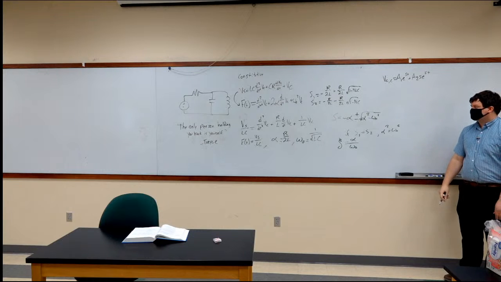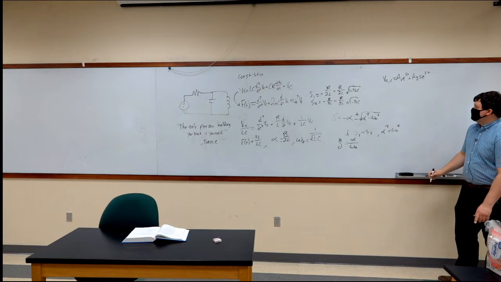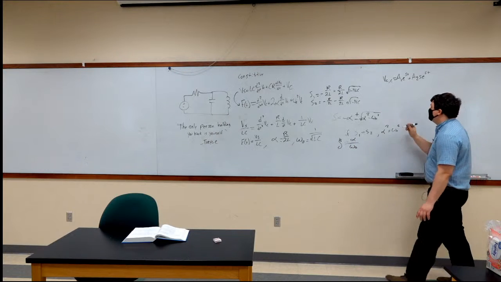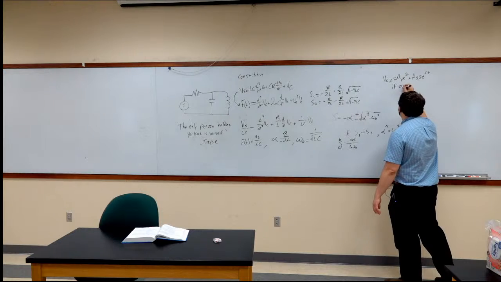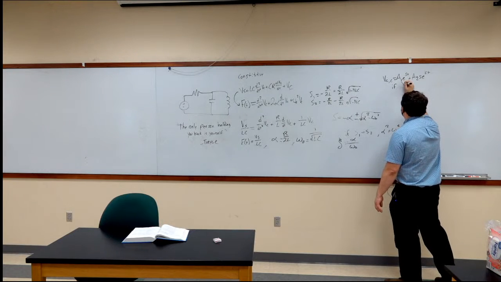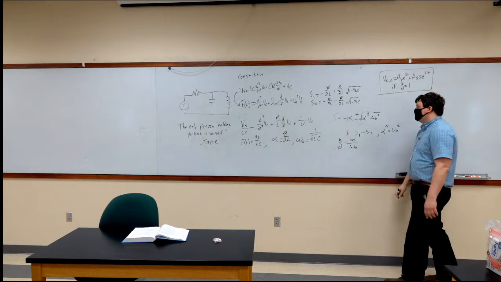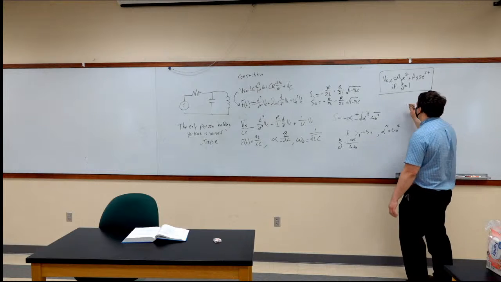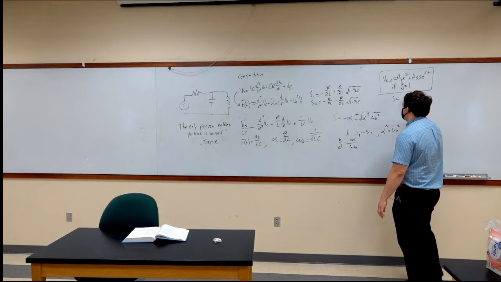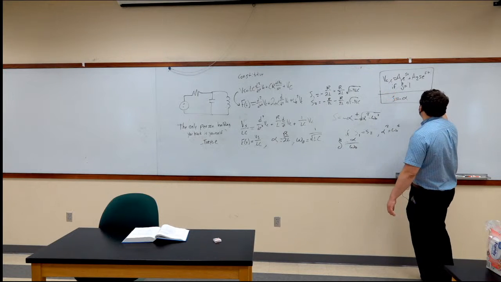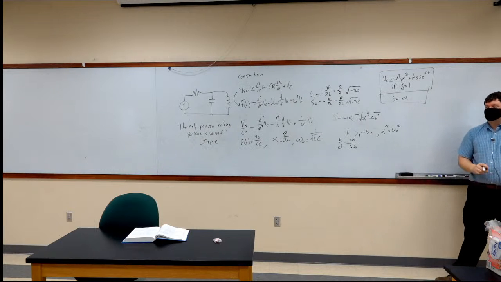So this is if alpha equals omega naught. Or I'm just going to write it in terms of zeta. If zeta equals 1, this is true. But guess what? That also means that your S is equal to negative alpha. So it's a little bit more complex, but it's also a little bit more simple.